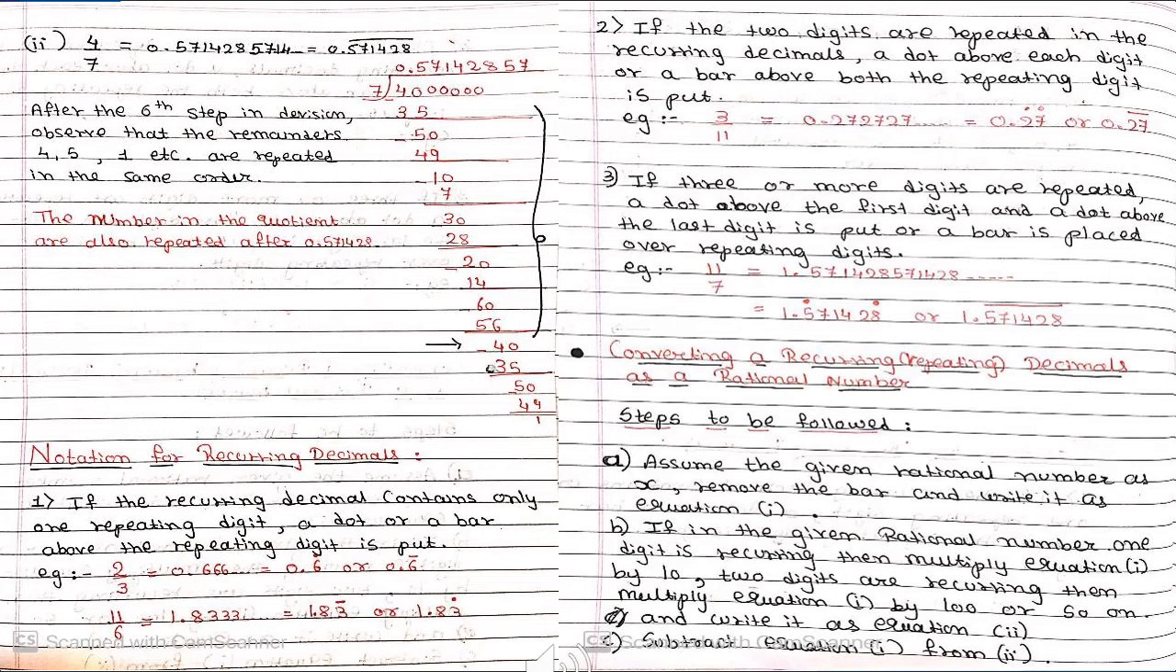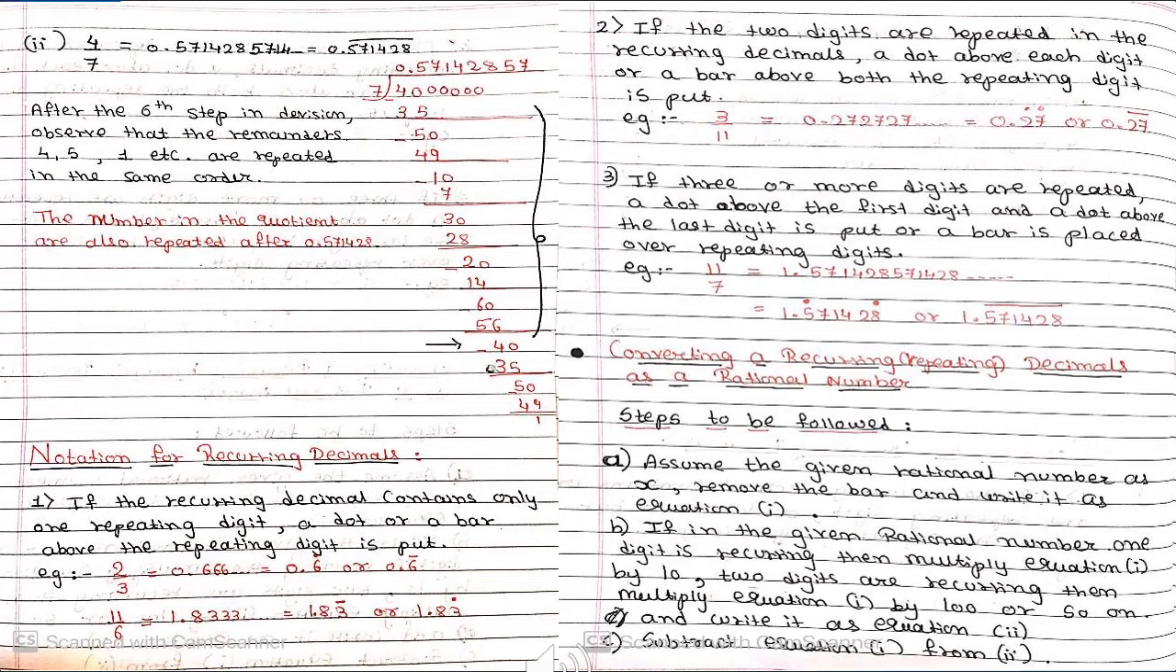Correct? Now children, in this concept there is one more small topic, a notation for recurring decimals. This you have already learned in your lower grade. We will just revise quickly. The first point says, if the recurring decimal contains only one repeating digit, a dot or a bar above the repeating digit is put. You can see the example. 2/3 is 0.6666, which can be written as 0.6 recurring. Only 6 is repeating, so you can put either a dot or a bar above 6. Similarly, in the next example only 3 is repeating, 8 is not repeating, so I have put only a bar or a dot above 3.